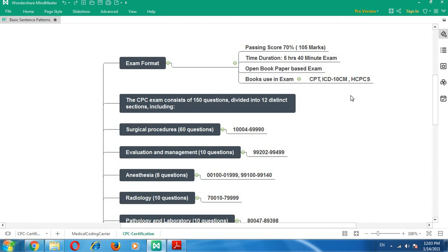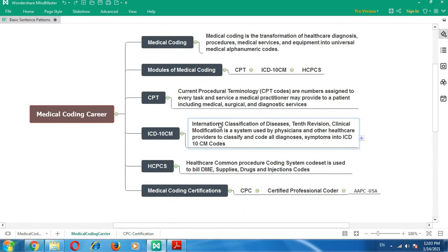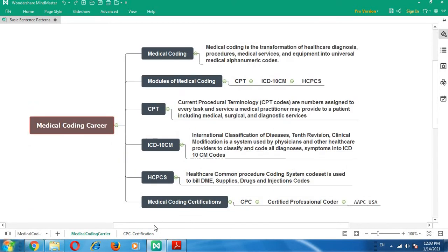These three books are provided by the exam center to the student, and the student can use these books and give their CPC certification exam. So it's an open book test, but the time limit is 5 hours 40 minutes and it's a 150-question exam. So usually 2 minutes 30 seconds is the time allotted per question in this exam.